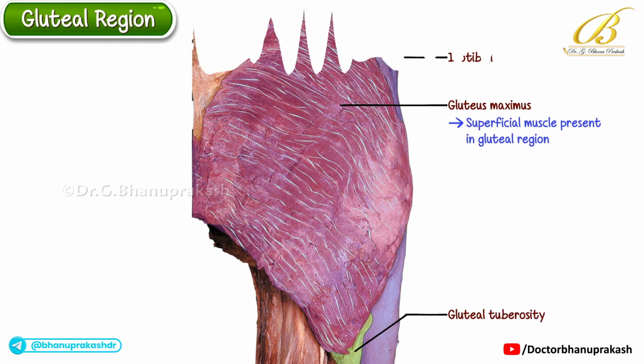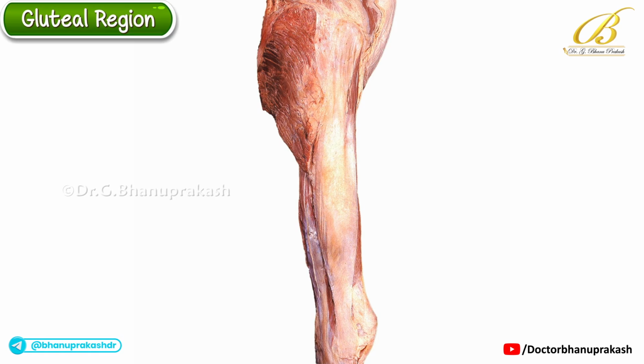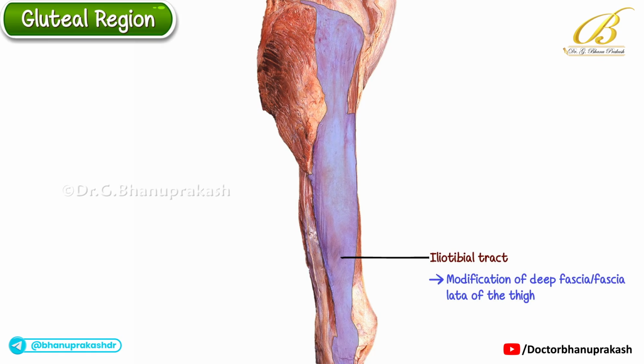gluteal tuberosity. This is the lateral view of the thigh, showing the thick vertical fibrous band known as the iliotibial tract. The iliotibial tract is a modification of the deep fascia or fascia lata of the thigh. On the posterior aspect, the insertion of the gluteus maximus muscle into the iliotibial tract is clearly demonstrated in this image. The iliotibial tract also receives the attachment of the tensor fascia lata from above.